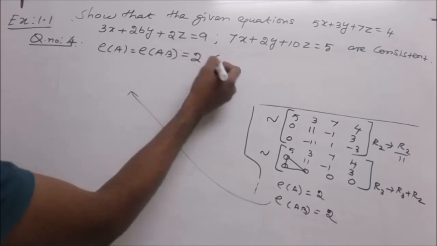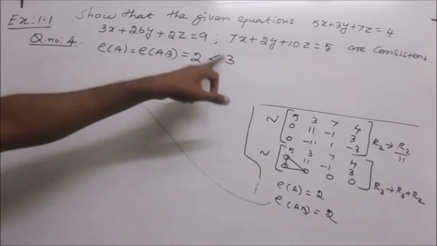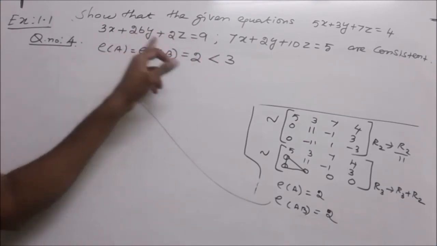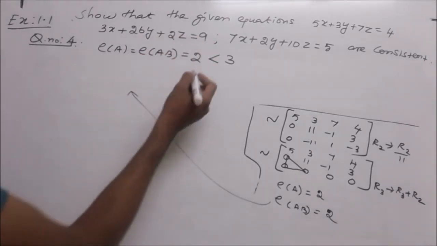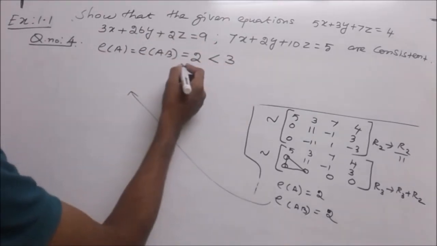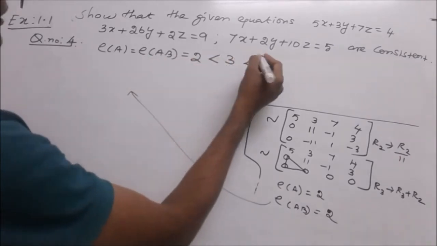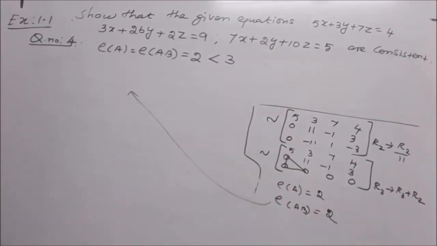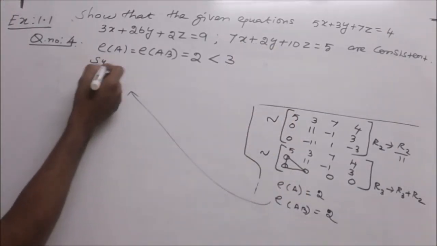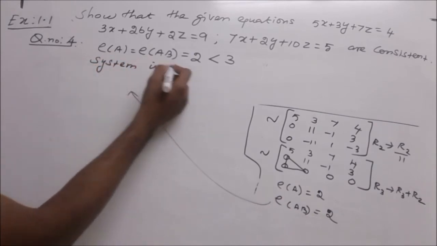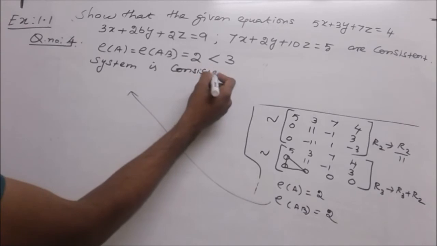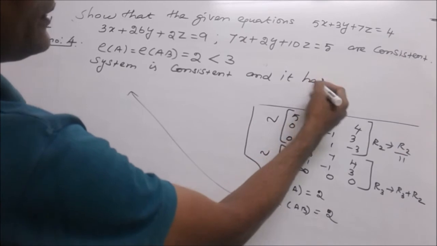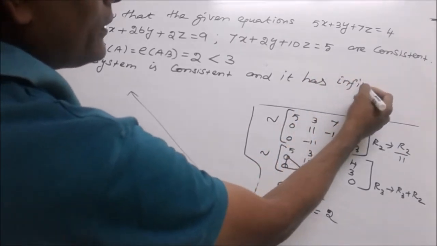Rank of A equals rank of AB equals 2, that is less than 3. There are 3 unknowns x, y, z. The rank is 2, that is less than the number of unknowns. Therefore, the system is consistent and it has infinitely many solutions.